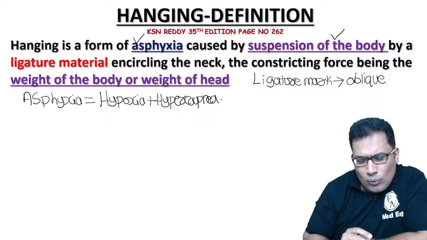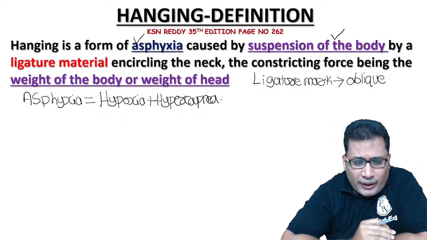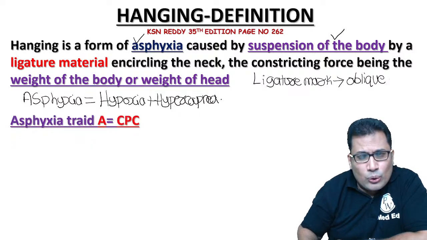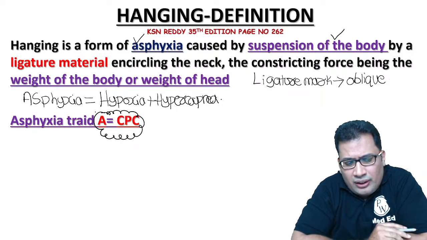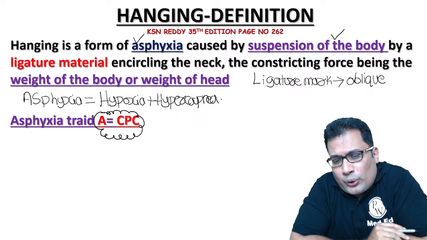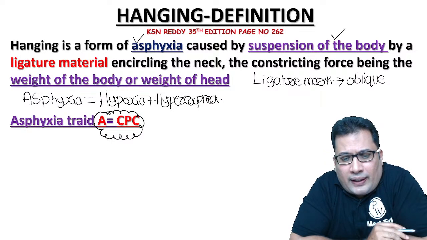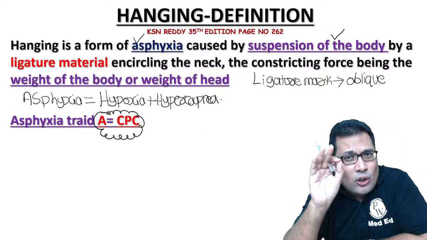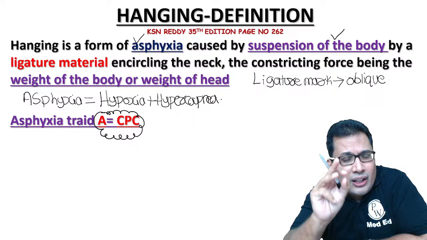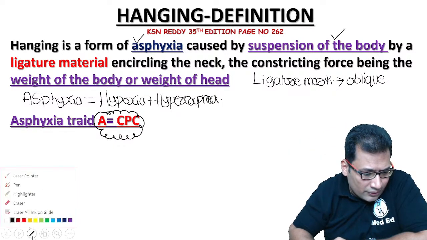Okay. Now, what are the signs of hanging? What are the general signs of asphyxia? You can remember the mnemonic: A is equal to CPC. So all of you write, the triad of asphyxia, A is equal to CPC, in the chat box. Keep writing, guys. You can interact with me in the class. So in any case of asphyxia, we normally see 3 important findings. The mnemonic is CPC. So all of you write CPC in the chat box.